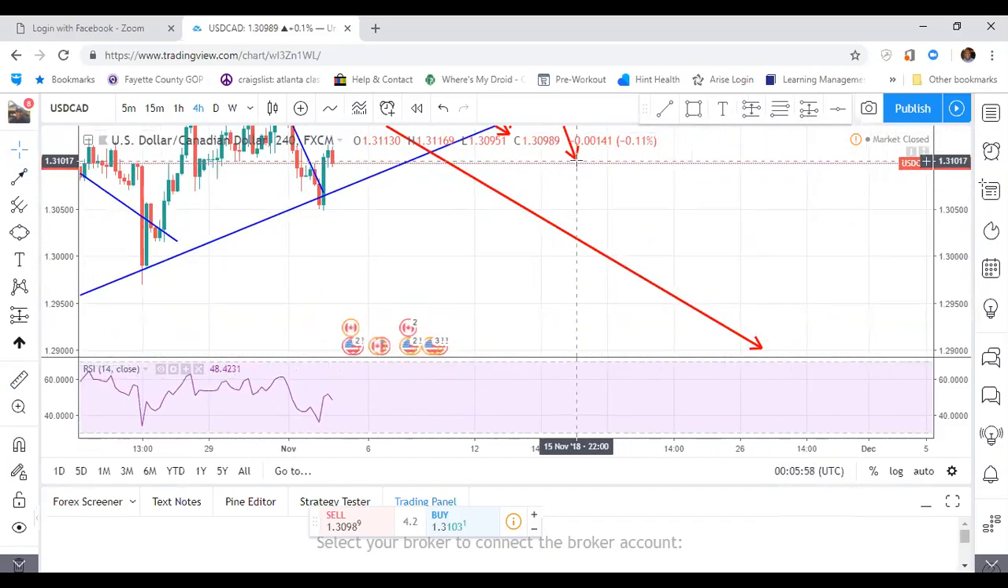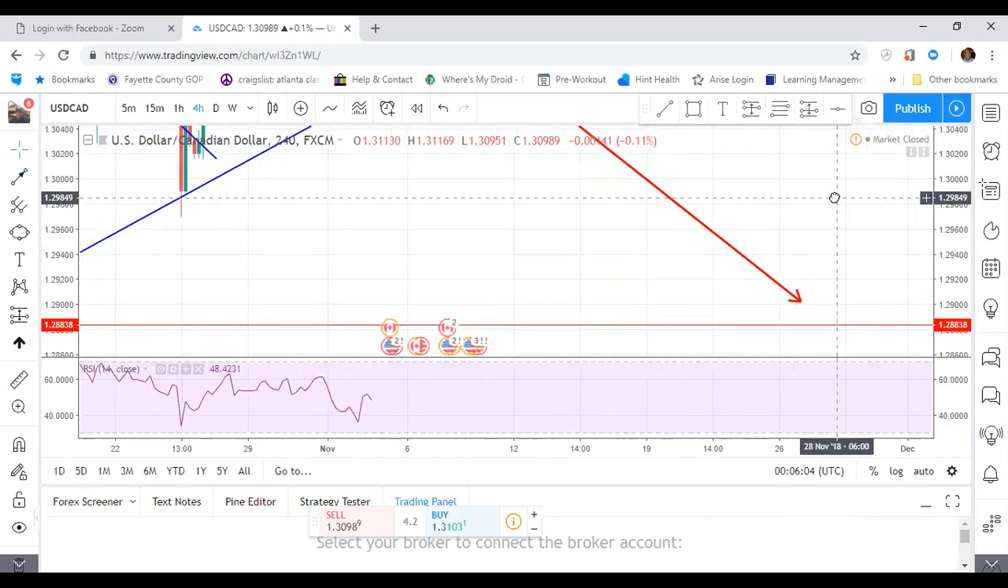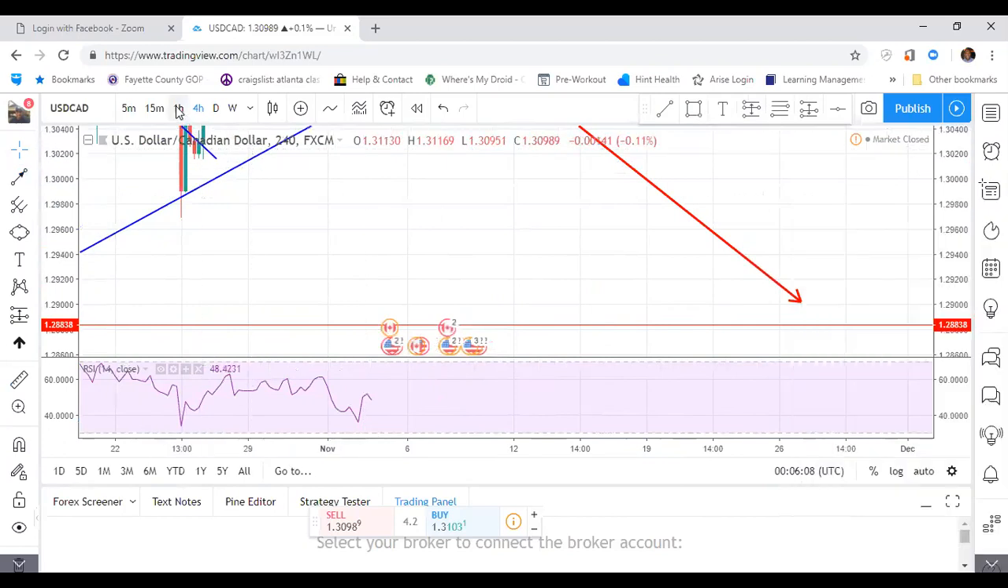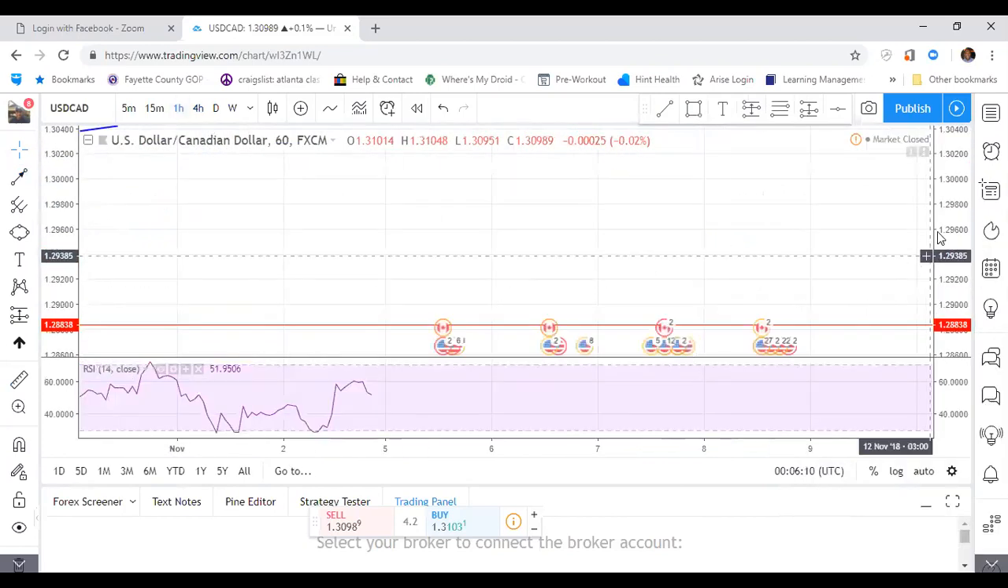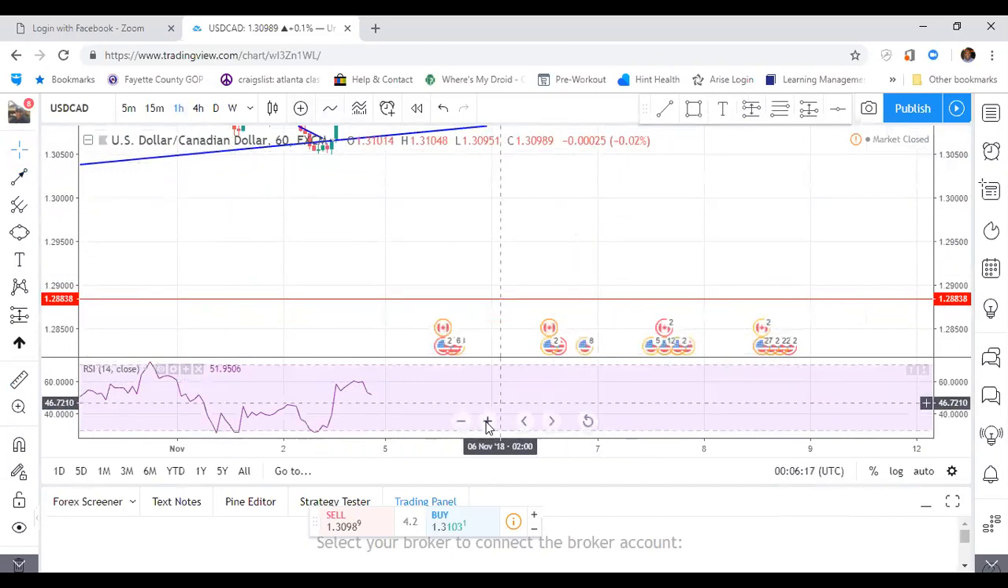You would just stay in it all the way down there. That's the importance of support and resistance lines. Let's go down to a 1 hour. Now, 1 hour, let me see, where you at there, chart? Let's shrink this up. Okay.